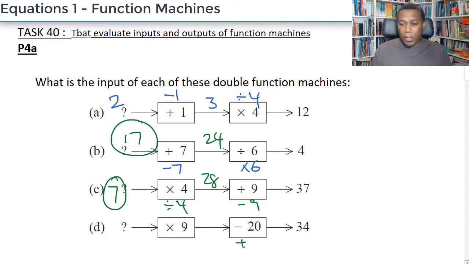Then the last one, take away 20. Instead of taking away 20, we're going to add 20. That will get me to 54. 54 times 9. Instead of timesing by 9, I'm going backwards, so I have to divide by 9. That will give me 6 as the answer. 9 6s are 54. 54 take away 20 is 34.